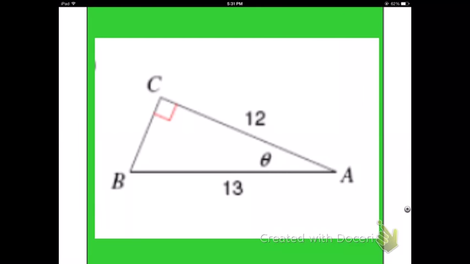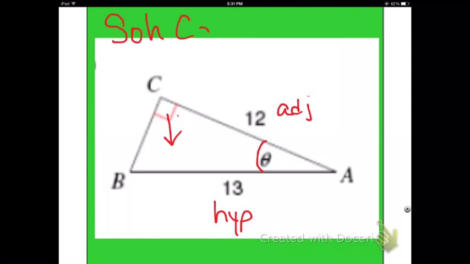Here's another example. I want to find theta. That's my unknown here. So I can tell that 13 is across from the right angle, so it has to be the hypotenuse. And 12 is touching, so it is the adjacent. So I have to figure out which trig function, sine, cosine, or tangent, I need to use. Well, I know I need one that has adjacent and hypotenuse. So the trig function that uses adjacent and hypotenuse would be cosine.